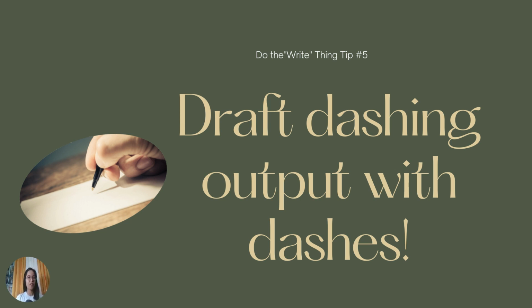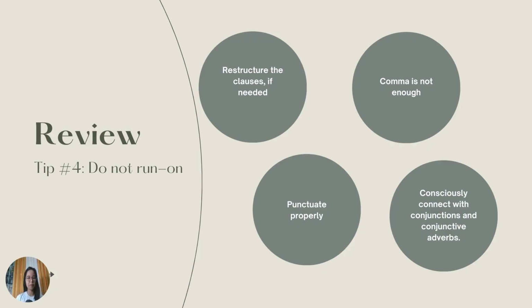Tip number 5, draft caching output with dashes. Let us first have a review of tip number 4, and that is do not run on. To fix run-on sentences, there are 4 ways mentioned. Number 1 is to restructure the clauses if needed. 2, a comma is not enough, you need fanboys. 3, punctuate properly. And then 4th, consciously connect with conjunctions and conjunctive adverbs.